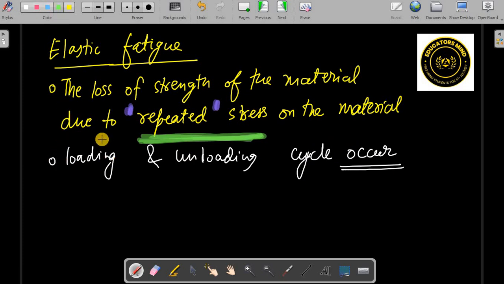The body is subjected to load, and again the load is removed. Again the same thing keeps on happening. So what happens? The body will lose its elastic behavior because of this cycle of loading and unloading. If it is losing it, this is called elastic fatigue. It's a kind of failure of the body, but a different failure. This is happening because of repetition of the stress and strain.